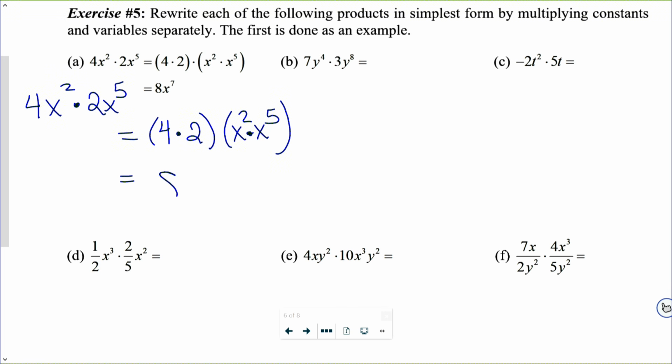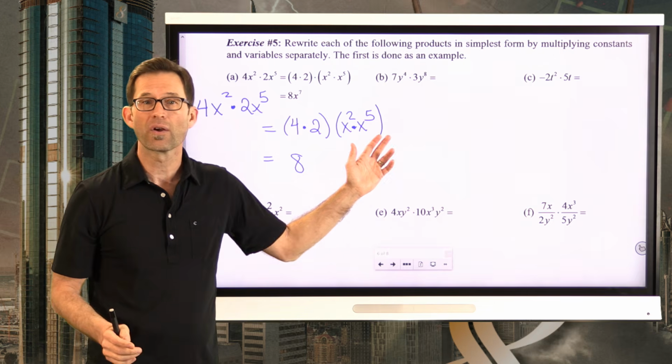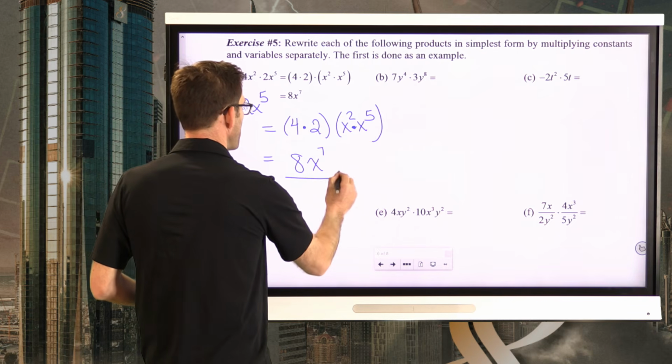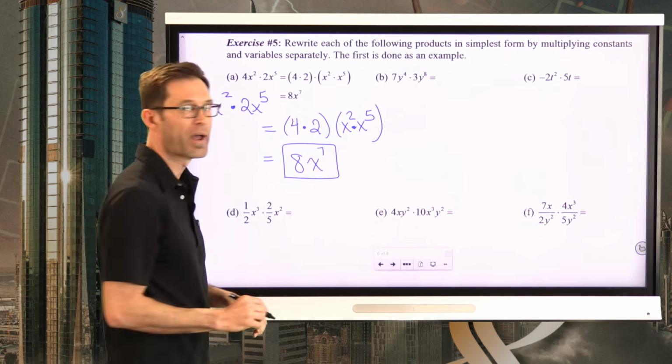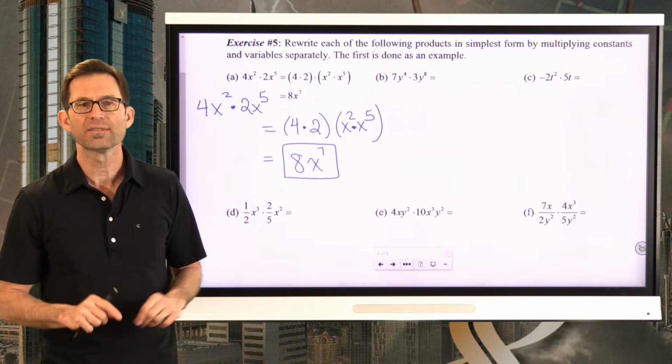Now the 4 times 2 I can just say is 8, right? That's simple enough. And then x squared times x to the fifth I can say is x to the seventh, right? By adding their two exponents. And that's what I want you to do in each case. Let's do another one together.